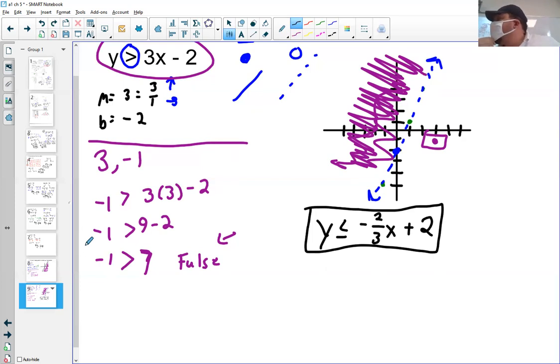I tested -3, I think. -3, 2? I wrote it down. Where? -3, 2. So -3, 2. Is that on the line though? Where is it? I think I did this wrong. Yeah, make sure you know where it is in the picture, then you can tell where it's true.